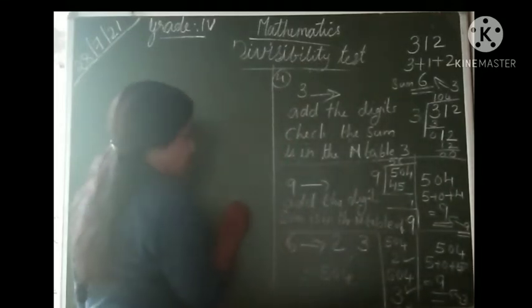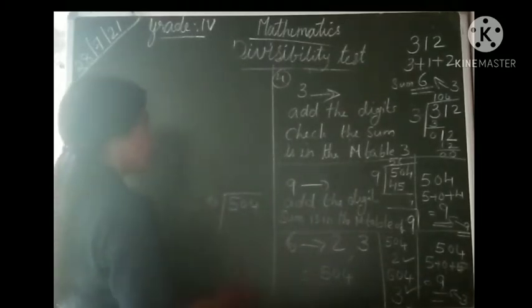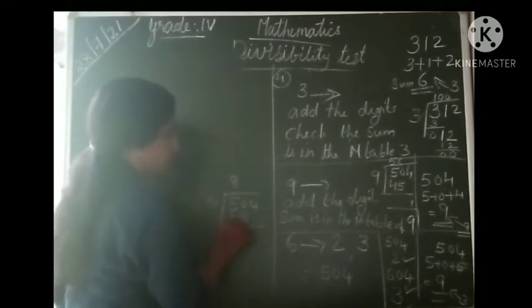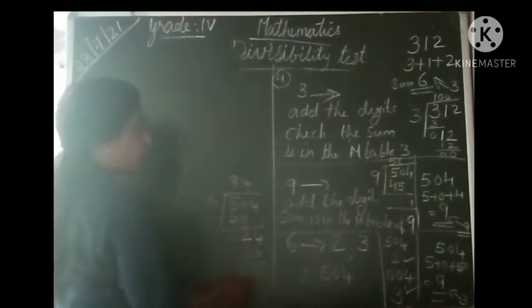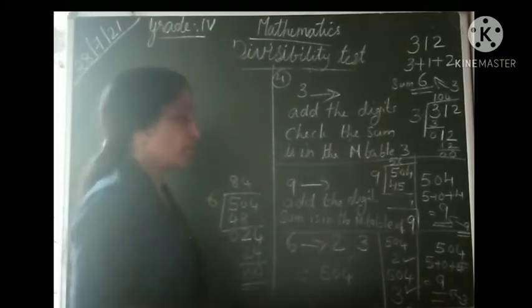We can check 504 divided by 6. 6, how many times? 6 6s are 36, 6 7s are 42, 6 8s are 48. Then 8 plus 2 is 10. Here 50. Then 24, how many times? 6 4s are 24. Then if I divide, I get the remainder 0. The answer is 84. 84 into 6 is 504. Therefore I can say this number is divisible by 6 by division.